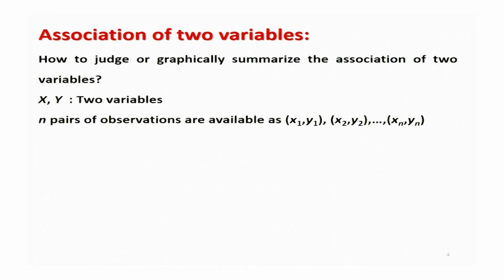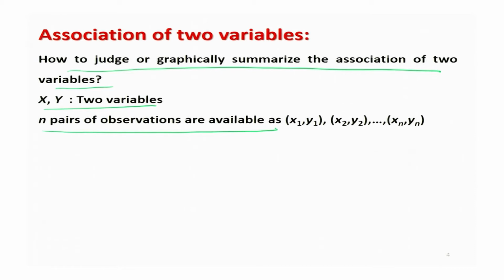So our main question now is how to judge or graphically summarize the association of two variables. Suppose we have two variables, which I denote as x and y, and we have a small number of paired observations on x and y, which are denoted as x1, y1, x2, y2, up to xn, yn.